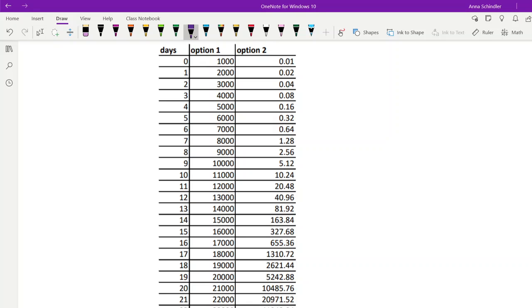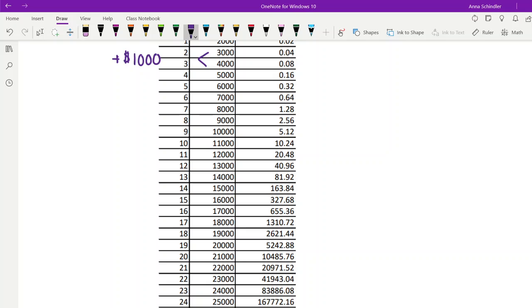So for example, if we look at what happens between these 2 days, how much has the amount in the account increased? Well, it's increased by $1,000, right? Plus $1,000. And if we compare 2 other days, say day 20 and day 21, that still increased by $1,000, right? Because that's how this option worked. This is an option where you just get $1,000 more every day.